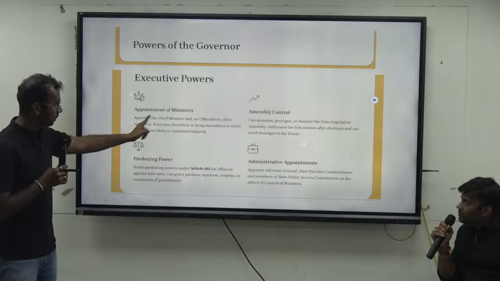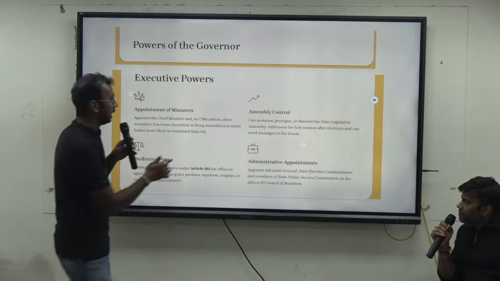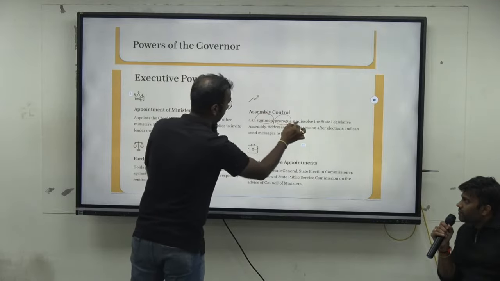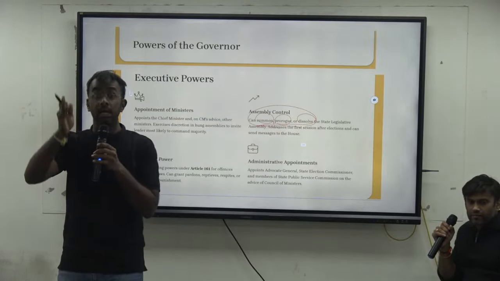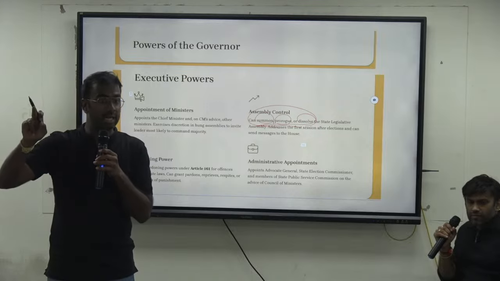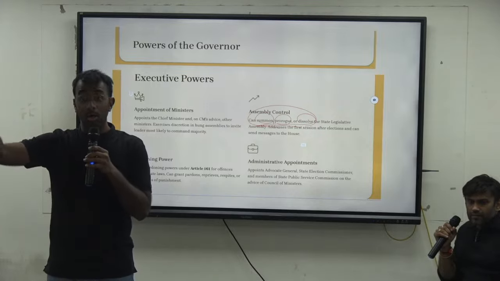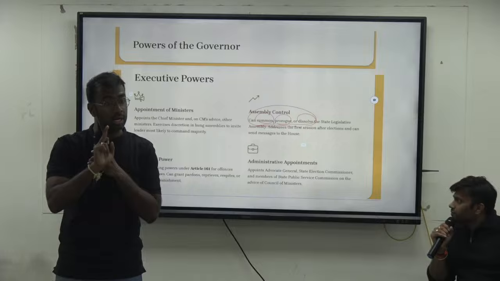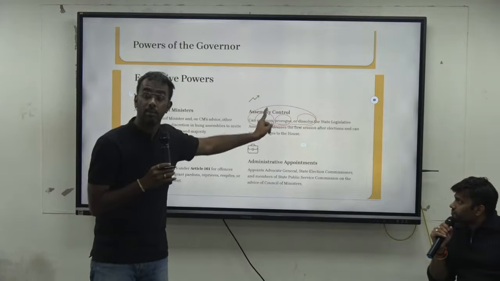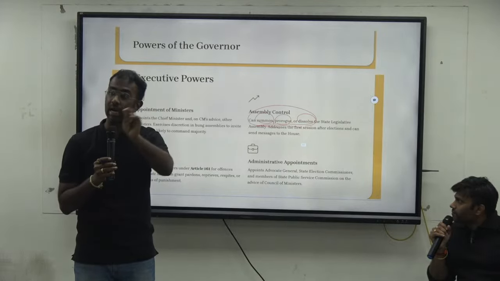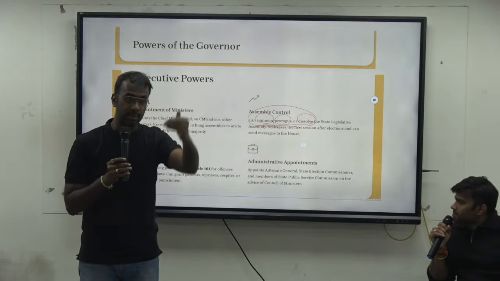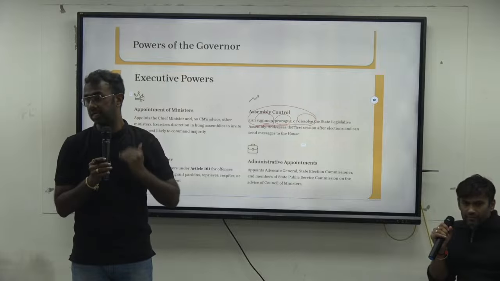Executive powers: appointment of ministers, and the assembly can be summoned, prorogued, dissolved. These are very important terms. Please know the difference between summoning, proroguing, adjournment, and sine die. All these four devices you should know the differences. Repeat: summon, prorogue, adjournment, sine die. Who has the powers regarding all this, and what happens if summoning happens, proroguing happens, or adjournment happens?